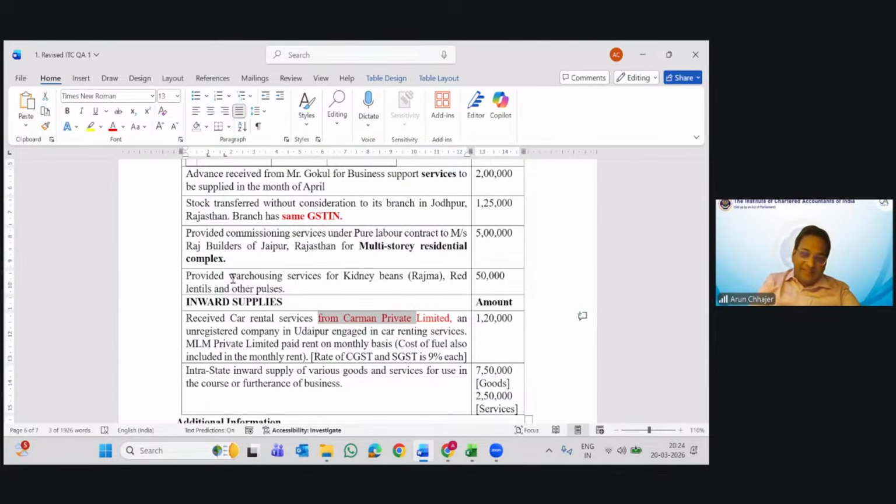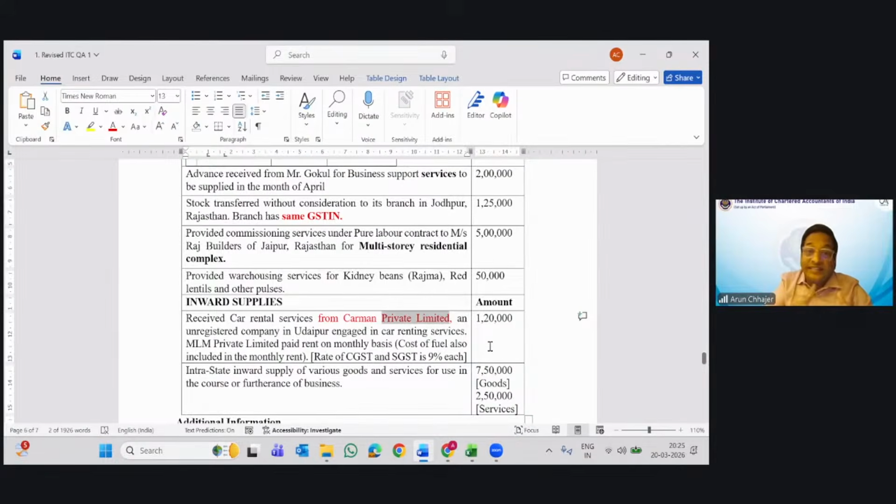Each and every category is important. If you recall that RCM in rent-a-cab services, supplier should be other than body corporate. And who is the supplier? Body corporate का मतलब क्या होता है? What is the meaning of the body corporate? Company, right? क्या ये supplier जो है वो company है? Answer is yes.